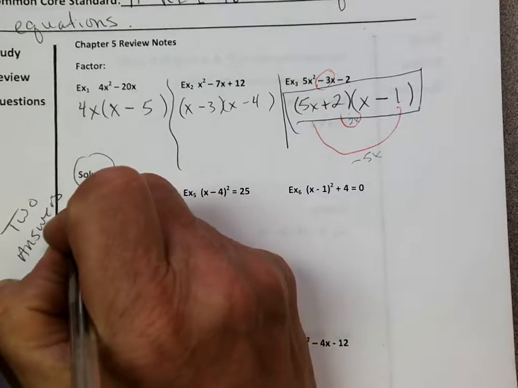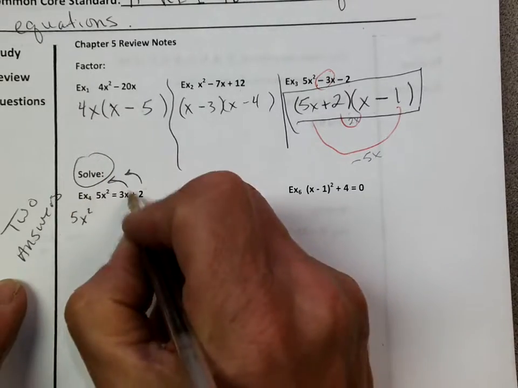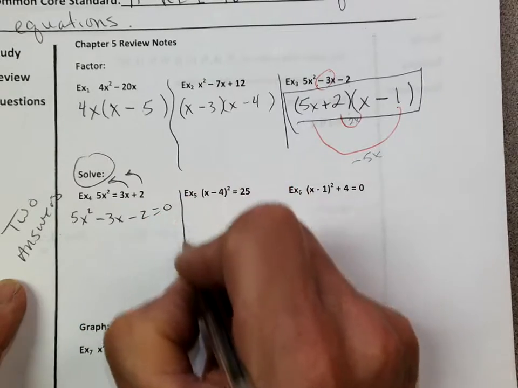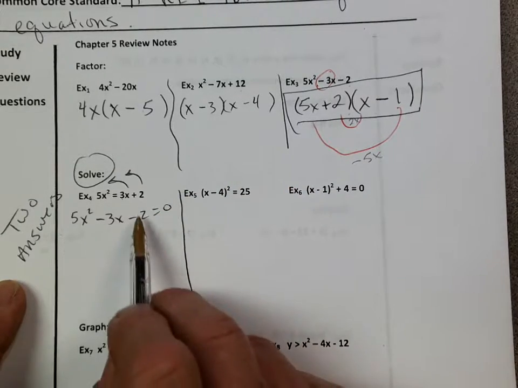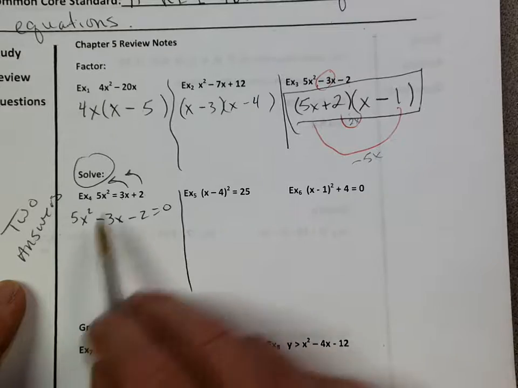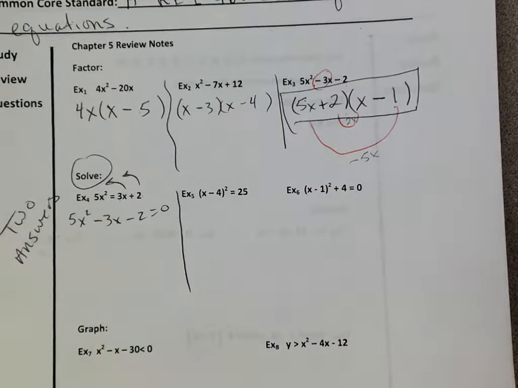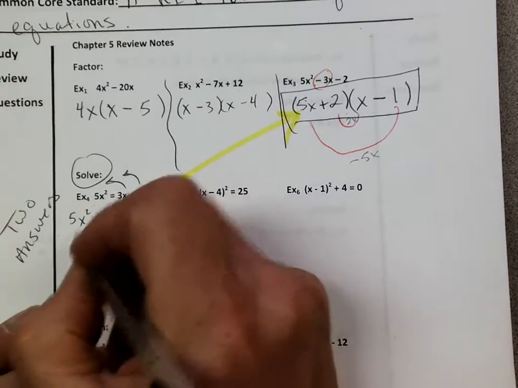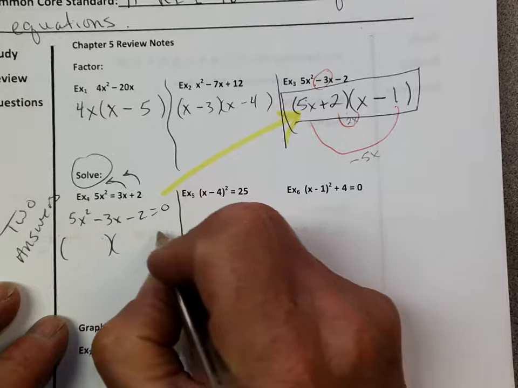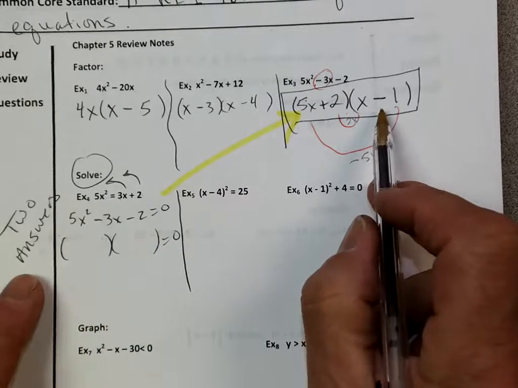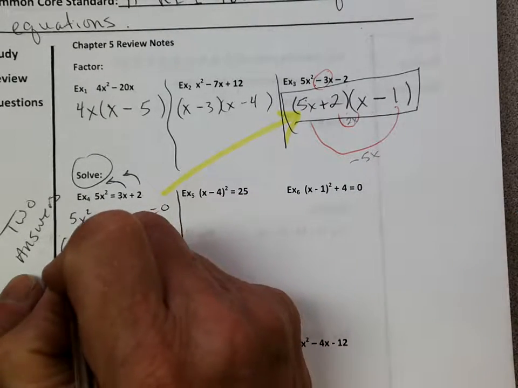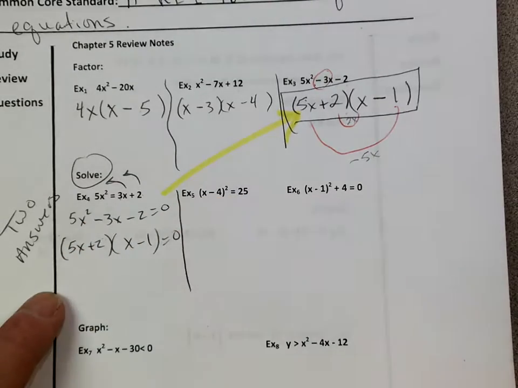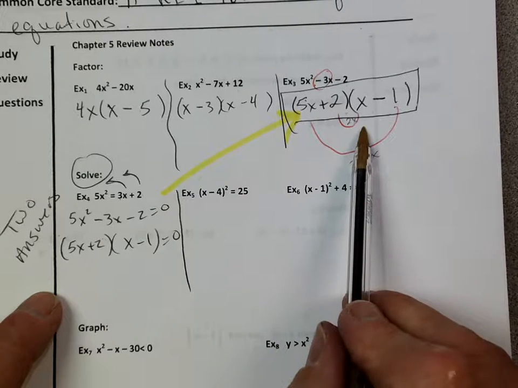So I get a 5x squared. I bring over the 3x, negative 3x. I bring the 2 and I get a negative 2 equals 0. So I brought over the 3x by subtracting it and the 2 by subtracting it. Now, it's pretty much exactly the one we just did. What do you know? It is that one there. Cool. I did that on purpose. So it's already been factored, so let's go back to what we had up here. We know it factored into a 5x plus 2 and an x minus 1.